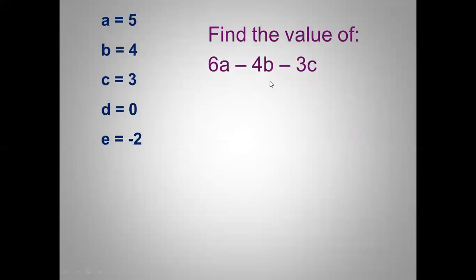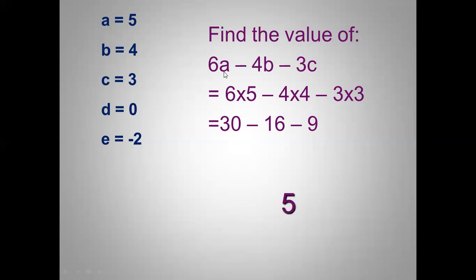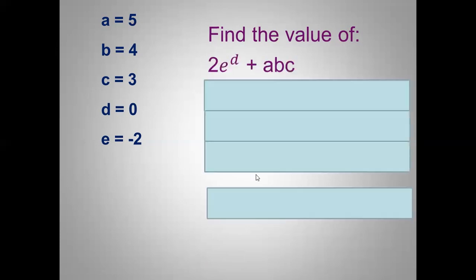minus 4b minus 3c. Okay, the value of A is 5, so it's going to be 6 times 5, minus the value of B, 4, so 4 times 4, minus 3 multiplied by the value of C, which is 3. So it will be 6 times 5, minus 4 times 4, minus 3 times 3, which is going to be 30 minus 16 minus 9, and the final value is 5. So in substitution, I need the final answer to be a number.